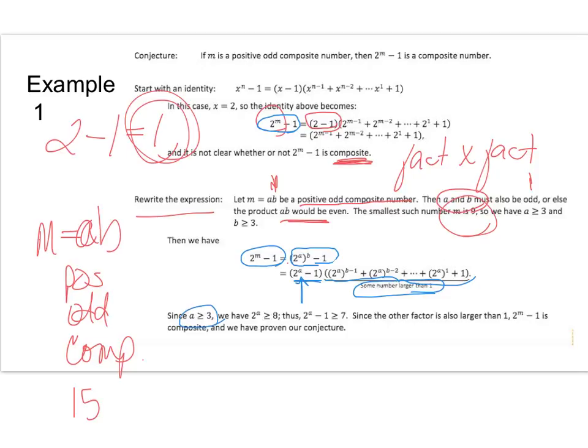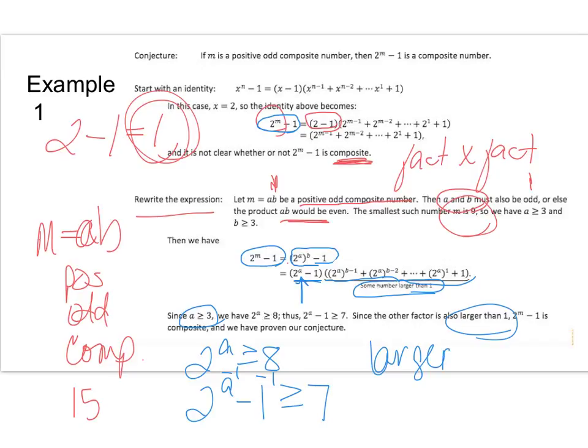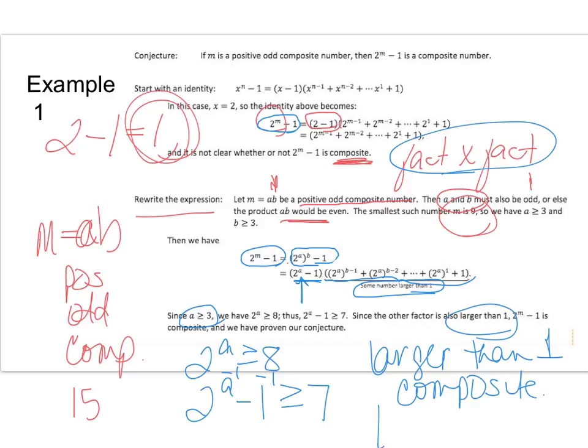Since A is greater than or equal to 3, we have 2 to the A is greater than or equal to 8. So 2 to the A minus 1 is greater than or equal to 7. I just subtract 1 from both sides. Since this is larger than 1, 2 to the m minus 1 is composite. If I have two factors, neither one of those factors can be 1, because a composite number is a factor times a factor, and both have to be larger than 1. If it were 1, that's the definition of a prime number.